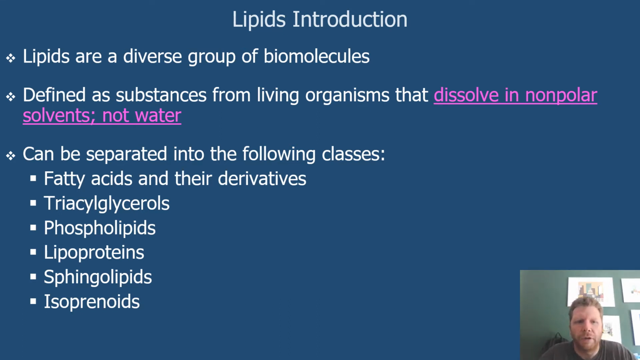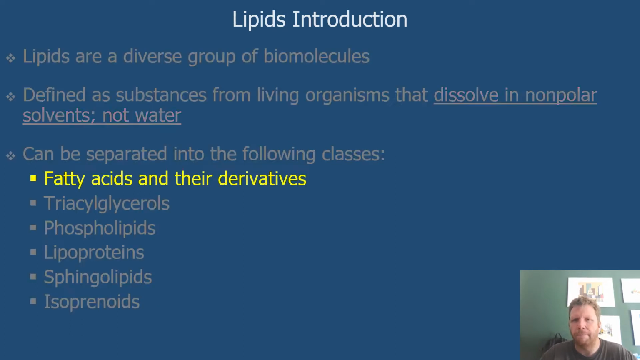Now, they can be separated into a total of 6 different classes. Of these 6 different classes, some of them we're going to emphasize and discuss a little bit more than others. For instance, I would put at the top fatty acids and their derivatives, triacylglycerols, phospholipids, and I guess isoprenoids. Those would be my top 4. Lipoproteins and sphingolipids, despite sphingolipid being one of my favorite sciencey words, we're not really going to focus too heavily on them.